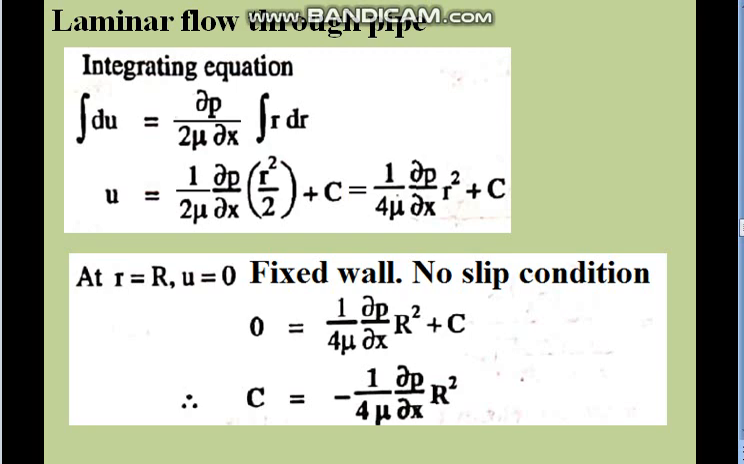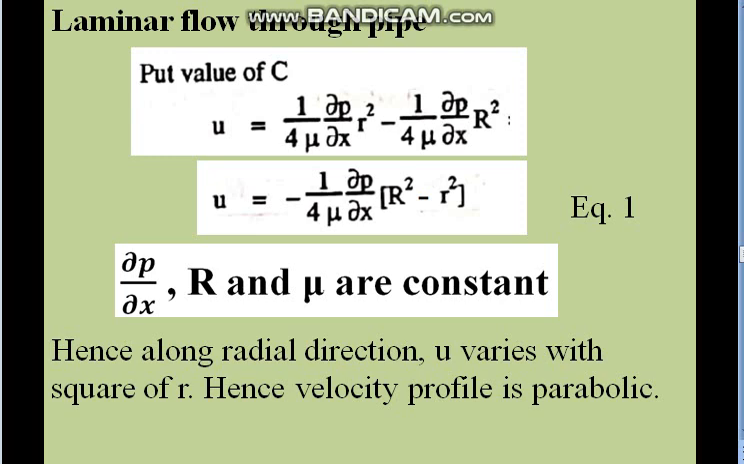We know that at r equals capital R, that is on the wall, there is a no slip condition. No slip condition means what? Velocity is 0. Now by putting r equals capital R, we get u equals 0. So from this we get the value of c, that is minus 1 by 4 mu del p by del x R raised to 4. Now you put the value of c and then you finally get the equation for velocity small u at any radius small r. This will be equation 1.